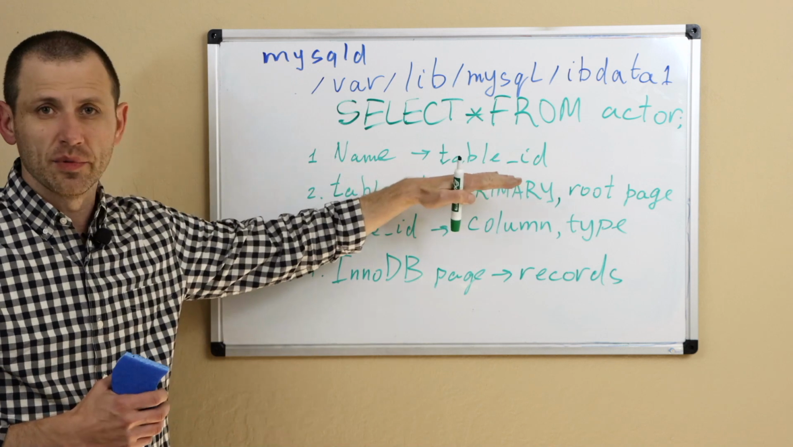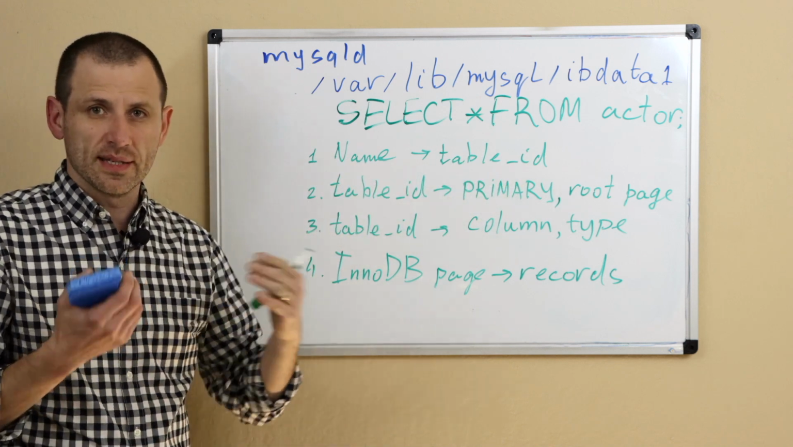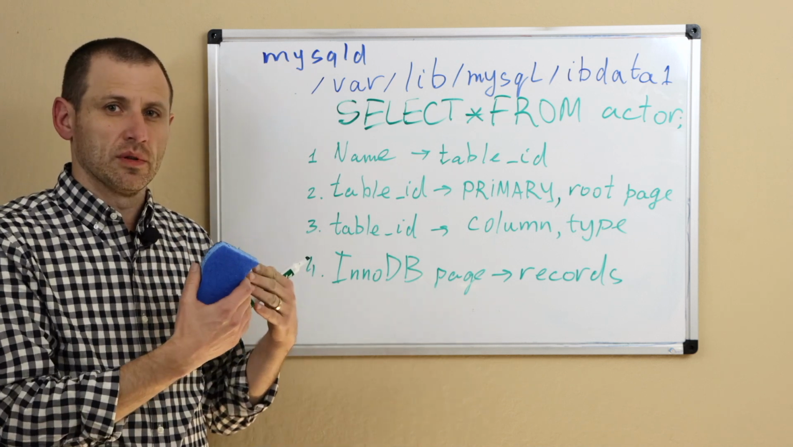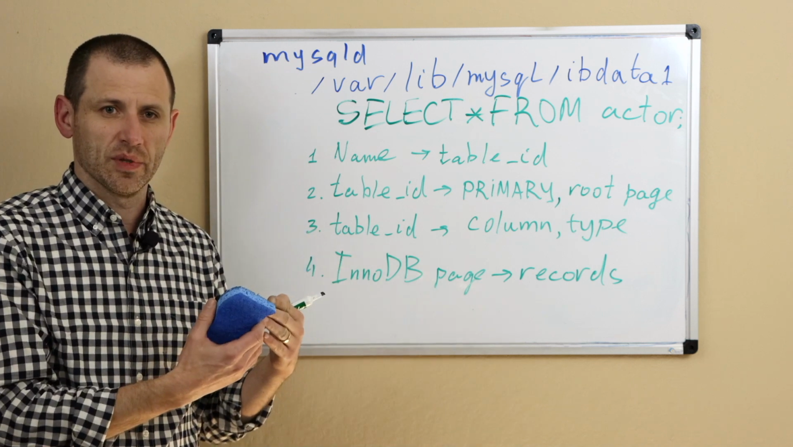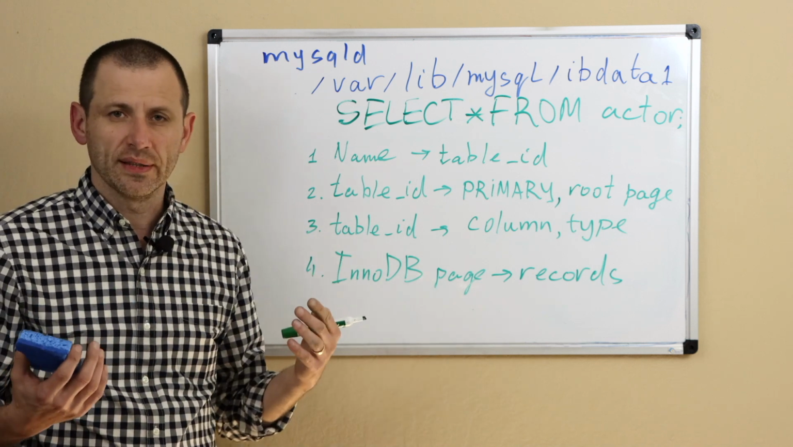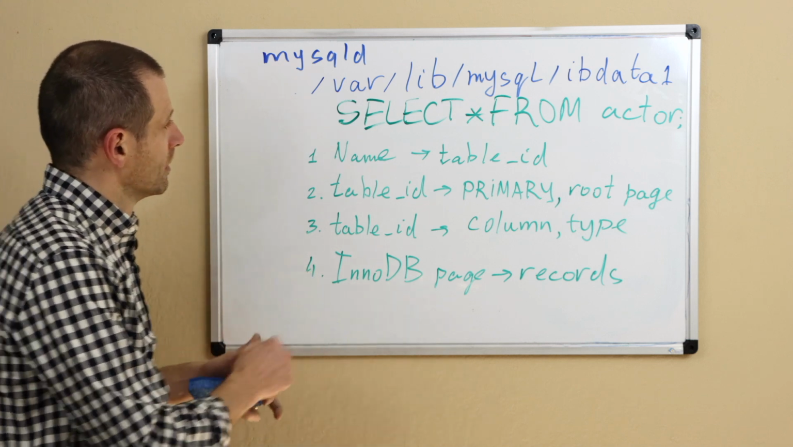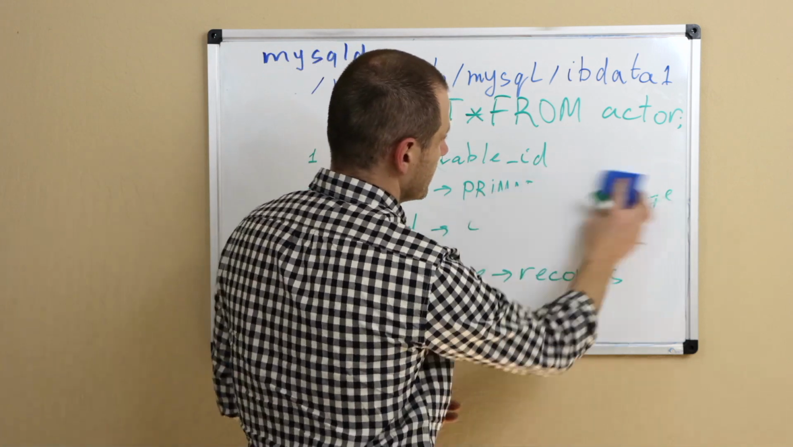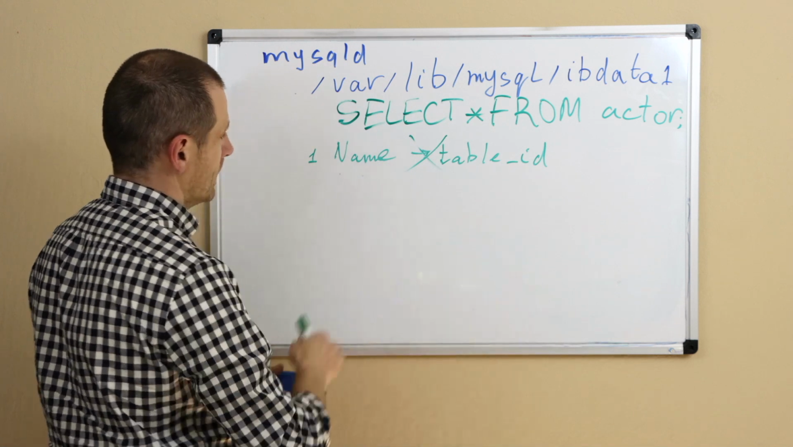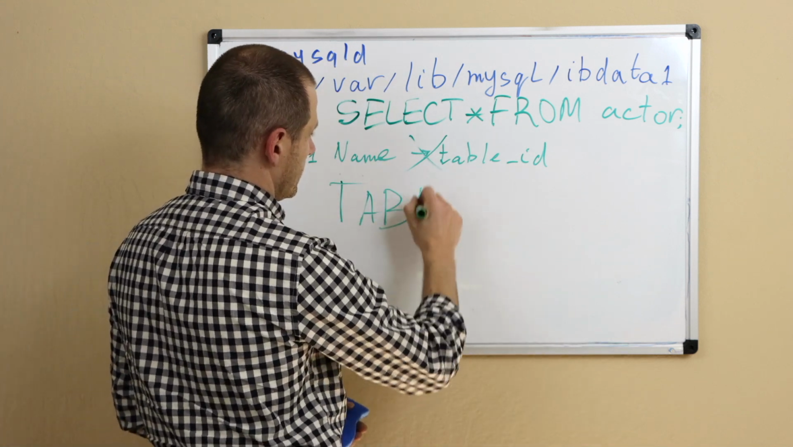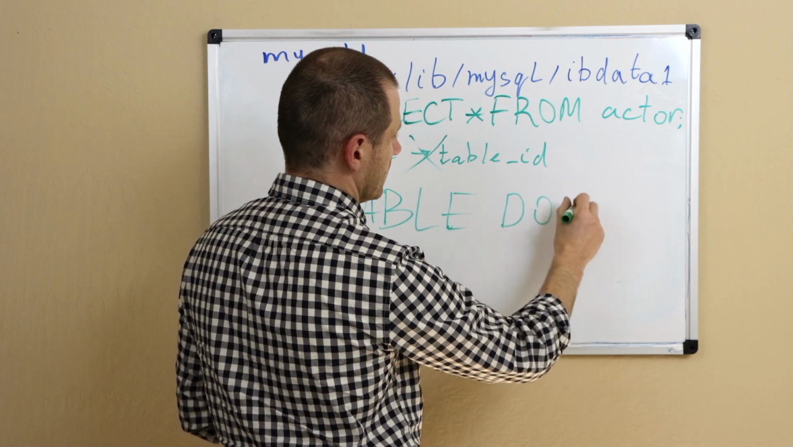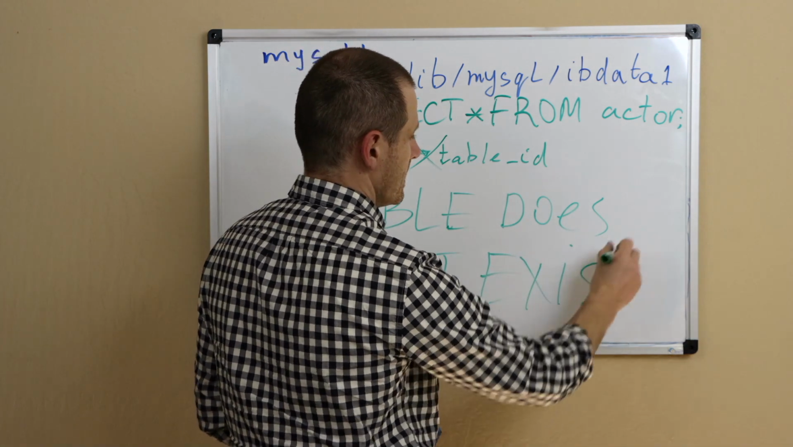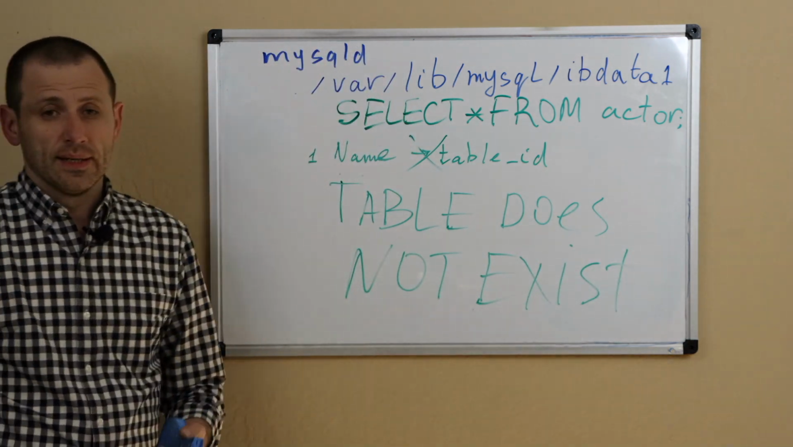InnoDB gets table ID by its name from systables. And we remember that it's create table that adds records to systables. And if there was no create table, then bam! This request fails, and we get table does not exist. And that's why it happens.